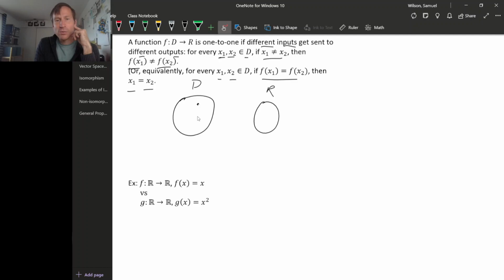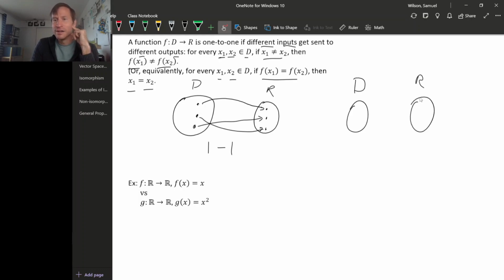So in this pictorial way of drawing functions, what one-to-one means is that different inputs are just different dots here. And so to have different outputs, they have to go to different dots, right? So this would be one-to-one. So I can write one-to-one just like this. So this is one-to-one.